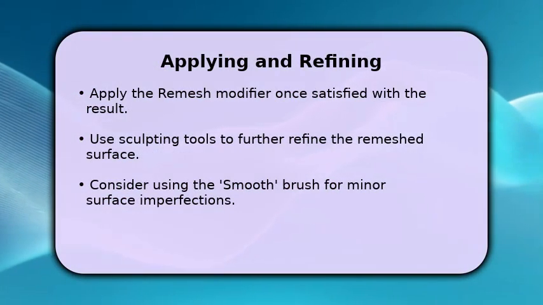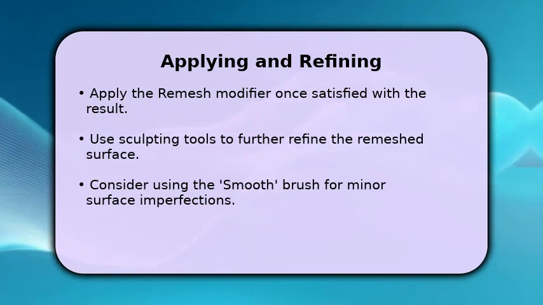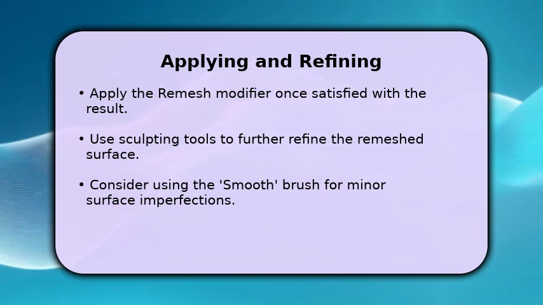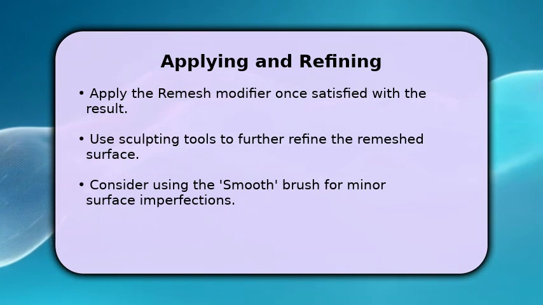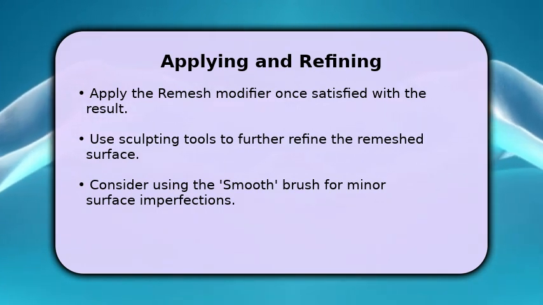Once you're happy with your remeshed object, apply the modifier to make the changes permanent. After applying, you can jump into Sculpt mode to further refine the surface. Use brushes like Smooth to iron out any minor imperfections. For more advanced optimization or specific edge flow, consider using Blender's retopology tools to achieve a perfect, production-ready mesh.